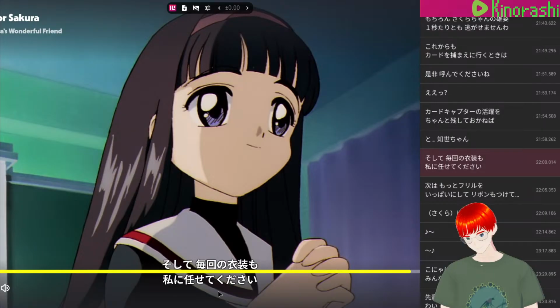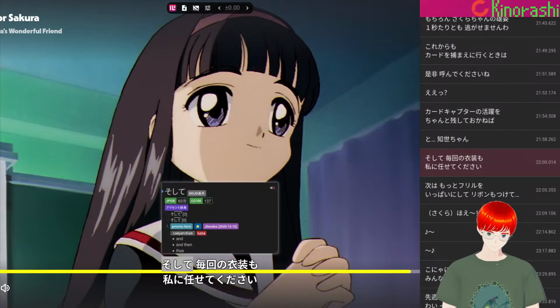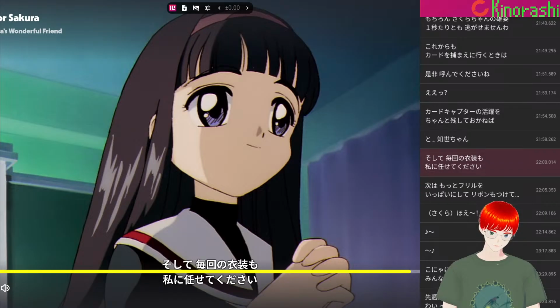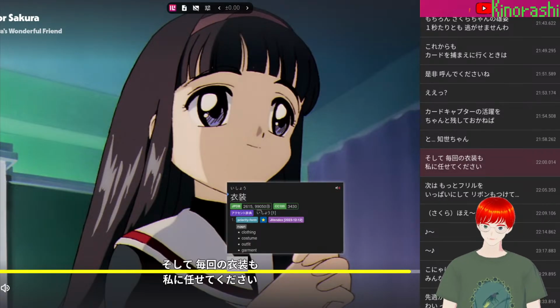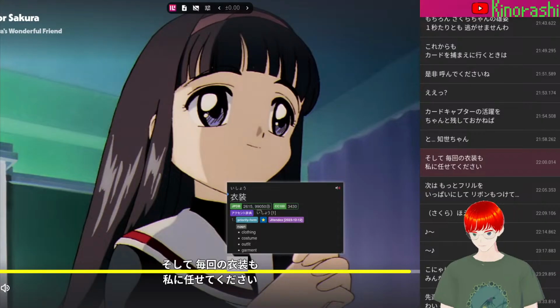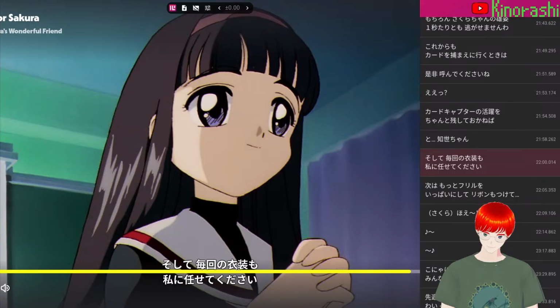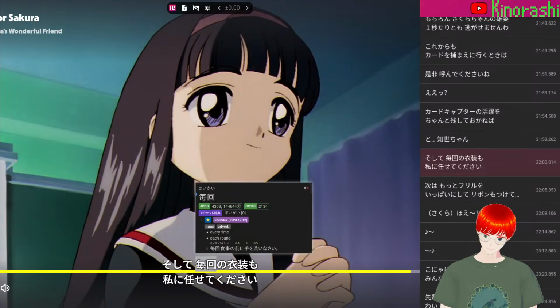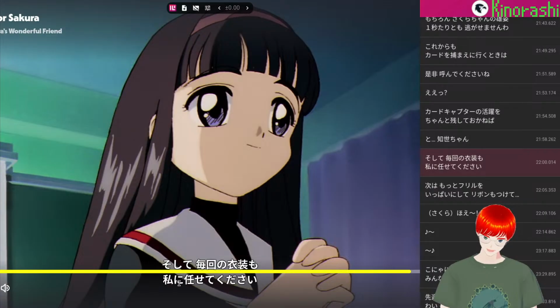So every time, okay, that's how you shift from saying from that or something, or and then. So soshite maikai no isho, clothing, costume, garment. Isho mo watashi ni makasete kudasai.